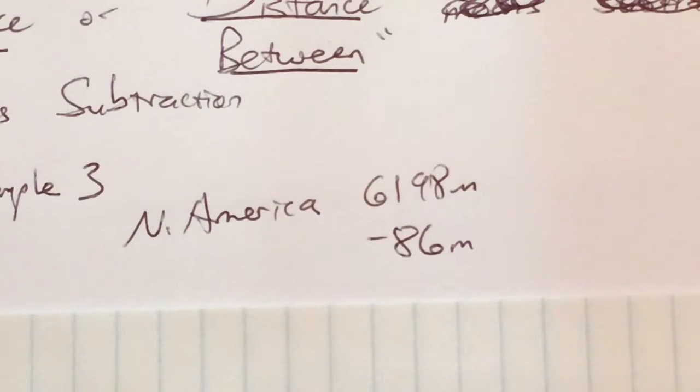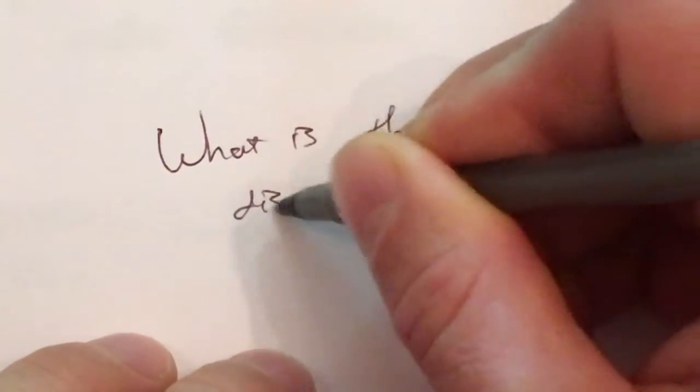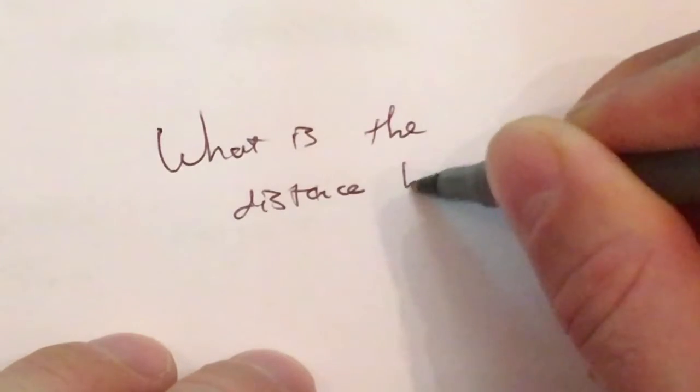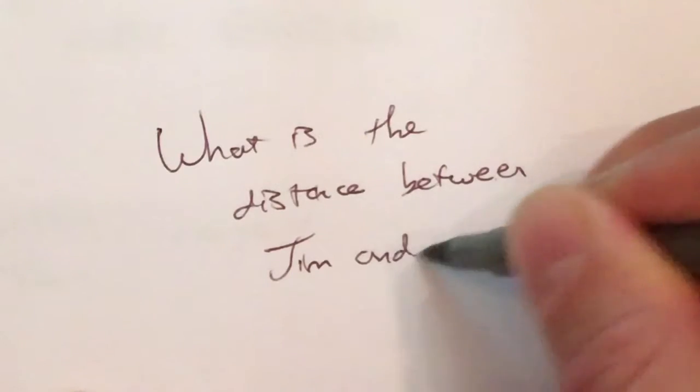Okay, so the range, you guys probably remember from 6th grade, range is the difference between the greatest and the least values, is the distance between them. So if I could back up for a second here and come up with a different problem, let's say, what is the distance between Jim and Jane?